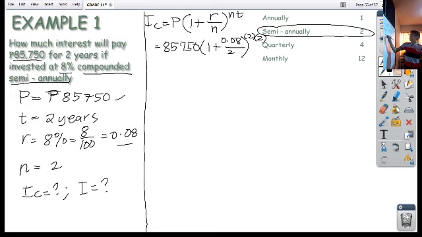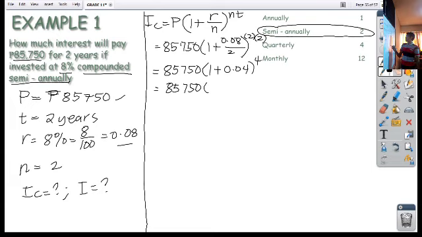Next, 85,750 pesos. Then the quantity of 1 plus 0.08 divided by 2, that is 0.04. And then 2 times 2, that is 4. Next, 85,750 pesos, bring down. Then 1 plus 0.04, that is 1.04. And then raise to the 4th power.